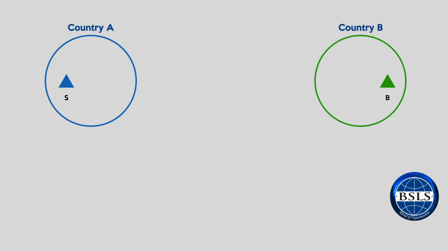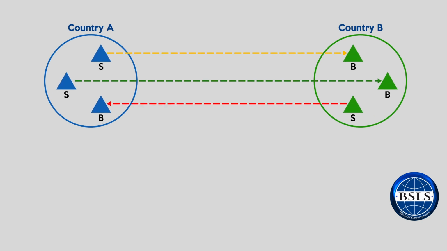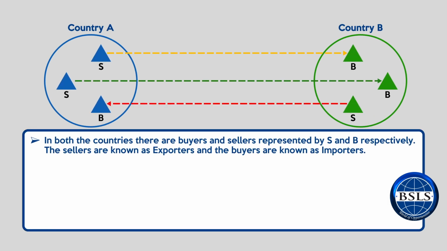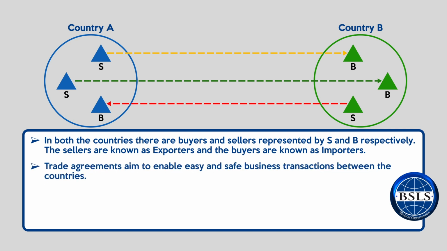As we can see, there are two countries, country A and country B. In both the countries, there are a set of sellers and buyers. The sellers are represented by the letter S and the buyers are represented by the letter B. Trade agreements aim to enable easy and safe business transactions between both the countries. The sellers are known as exporters and the buyers are known as importers.